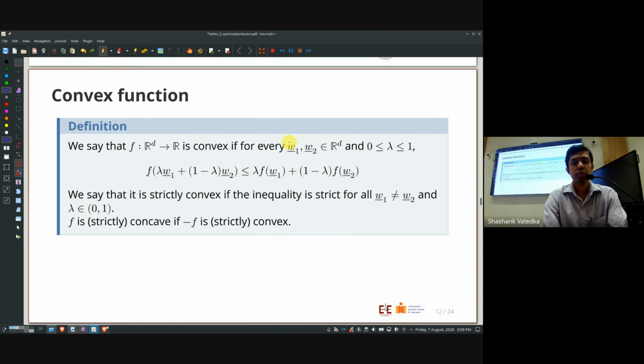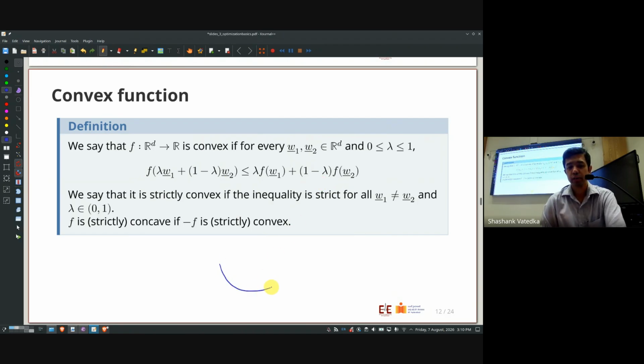All right. And we'll say that the function is concave if minus f is convex. Right. Or in other words, the inequality flips the other way around. So the function is convex if basically f of lambda w1 plus 1 minus lambda w2 is less than or equal to lambda times f of w1 plus 1 minus lambda times f of w2.